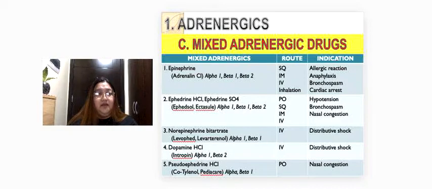Okay? And even with a cardiac arrest. Alright? Epinephrine can stimulate heart rate. Kaya pwede siya sa cardiac arrest. It can initiate heart rate. Okay? Ephedrine, no? Hypotension, bronchospasm, nasal congestion. Si norepi, no, is for distributive shock naman.